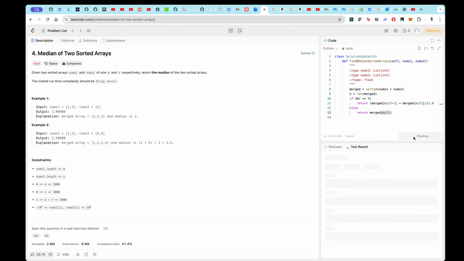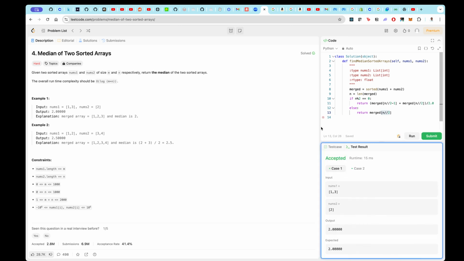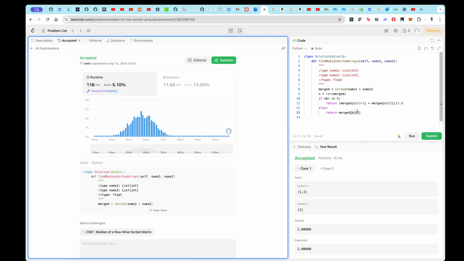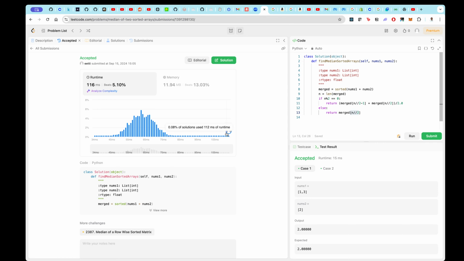So running this shows us that, okay, this is not a terrible solution. It runs in 15 milliseconds. Yep. Thank you.